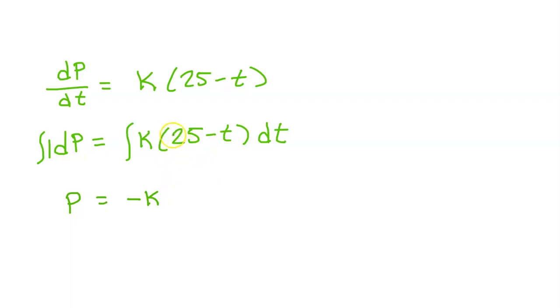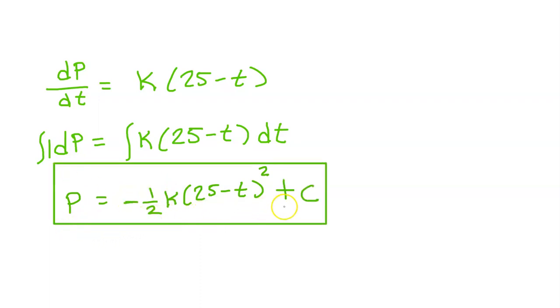Now I could take my u and increase the power by 1. So I could turn this into 25 minus t squared. And then I can divide by my new exponent. So I could have a 1/2 in the front. And you know what, maybe I'll put this in front of the k. This would also be a valid solution to the differential equation.